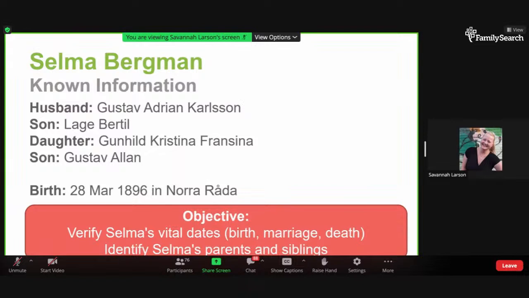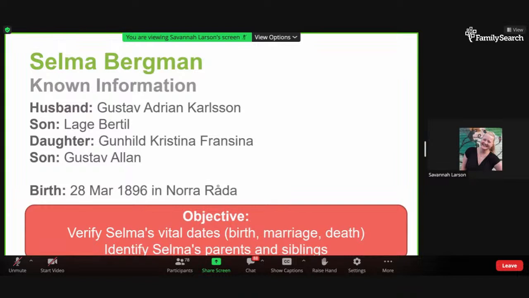So our known information, and this would be kind of what you pull off FamilySearch or what you find out from relatives. For her, we knew that she had a husband named Gustav Adrian Carlson. She has two sons and a daughter, Lagabertil, Gustav Allen, and Gunhild Christina Francina. We know that she was born on the 28th of March, 1896, in Norra Råda. And then I also like to have a very clear goal. So in this one, it's verify Selma's vital dates, which is her birth, marriage, and death, and identify Selma's parents and siblings.